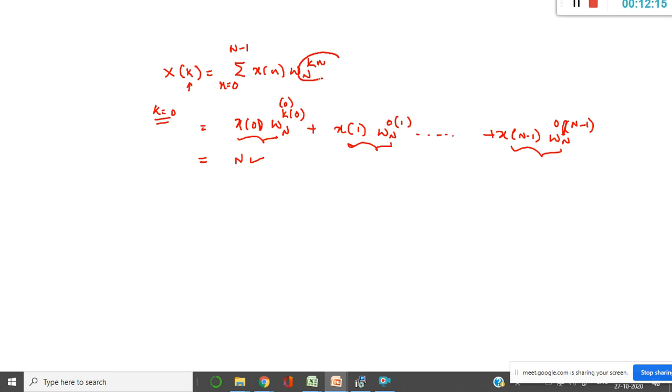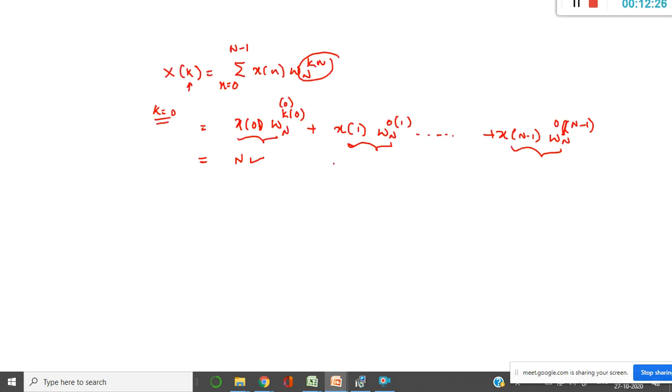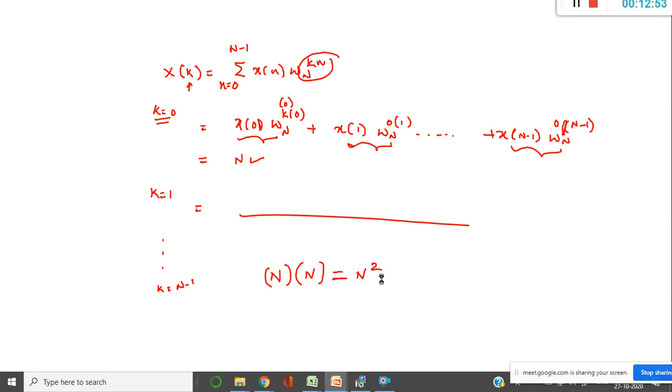multiplications are required? Since it is wn to the power of kn, it is a complex value. So obviously, n complex number multiplications are present for each value of k. Now, for the entire range of k, here it is k equal to 0, k equal to n. Similarly, there are n minus 1 values, so each value of k requires n, and of such there are n values, right? 0 to n minus 1.